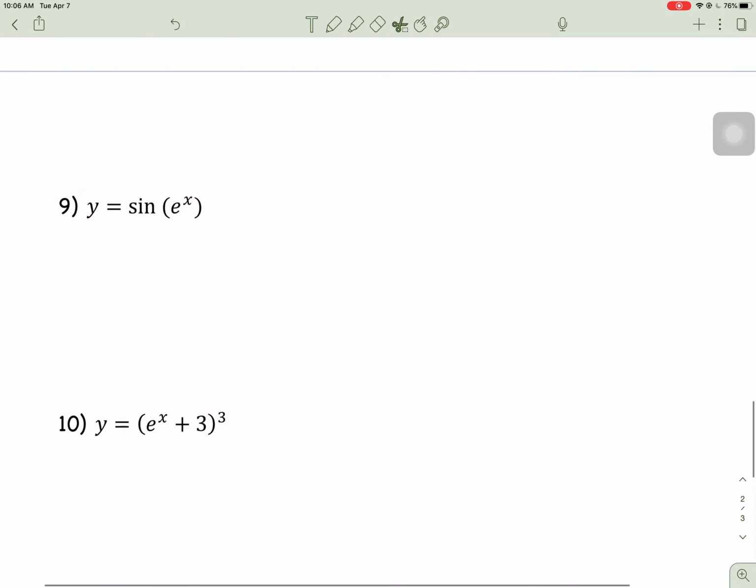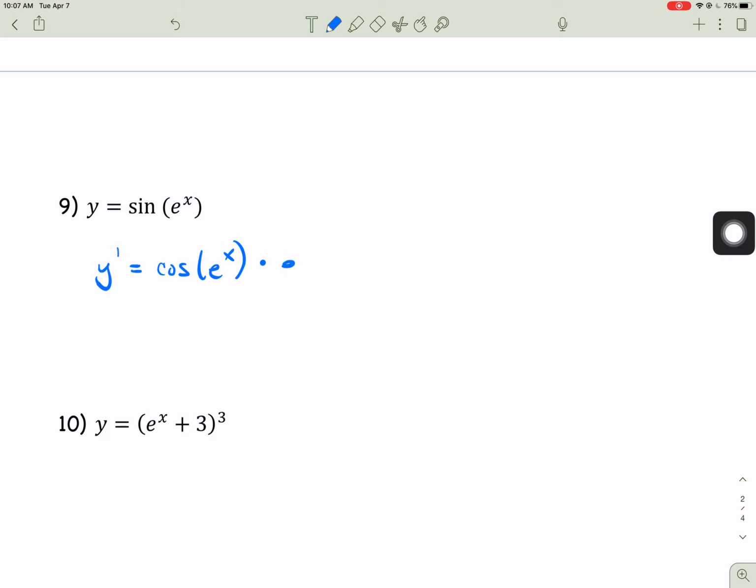What about sine e to the x? So if sine e to the x, you get y prime equals, well, the derivative of sine is cosine. So you get cosine of e to the x times the derivative of the inside, e to the x. So again, the derivative of sine e to the x is cosine e to the x times the derivative of the inside. Well, the derivative of e to the x is just e to the x. And then technically you'd have to do it of the exponent as well, but that's just times 1. We don't need that really. We can leave that out.